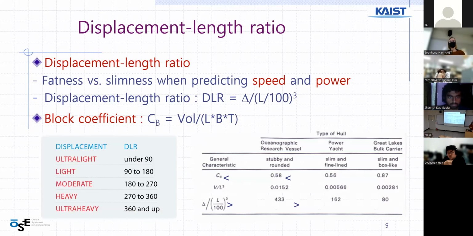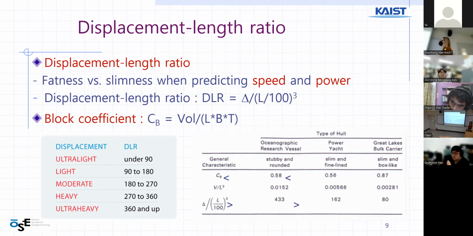Then we have another ratio, which is the displacement-length ratio. It explains how heavy the boat is relative to its waterline length. It is calculated by dividing delta, which is the boat displacement in long tons, by the quantity of one hundredth of the waterline length cubed, in feet. And it can be used to compare the relative heaviness of boats, no matter the size.